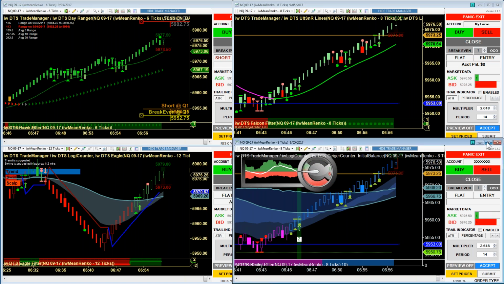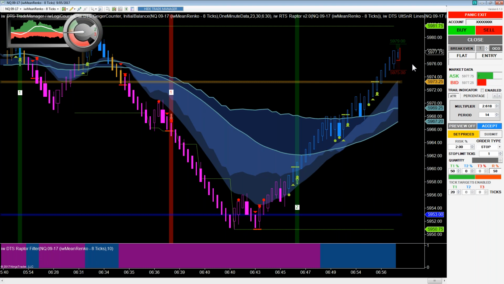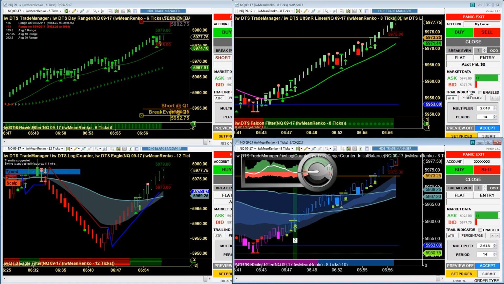Here we've got the Raptor working a cloud crossover. The clouds are crossing, not totally crossed yet, but once those clouds cross, we anticipate a little bit of a pullback here. That should bring the market back into the clouds. And if the trend is going to continue, then we're going to see a buying opportunity. And that would be the number 1 signal.